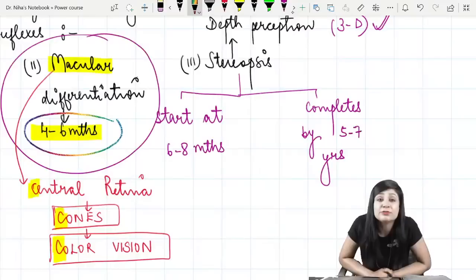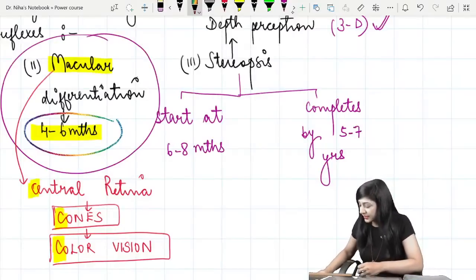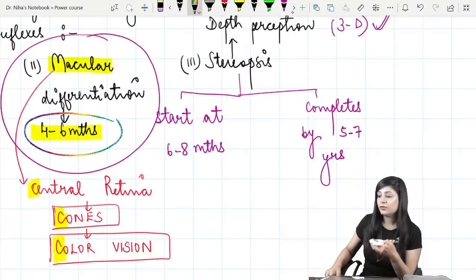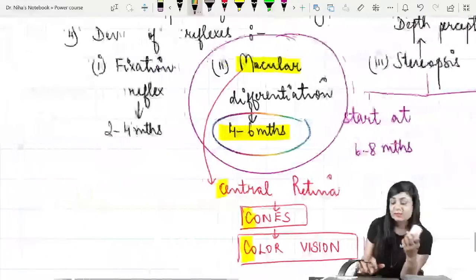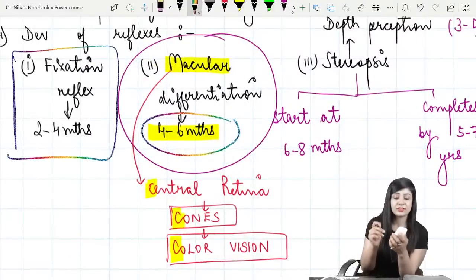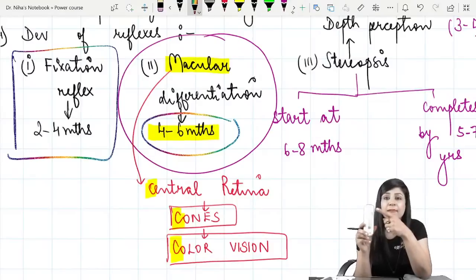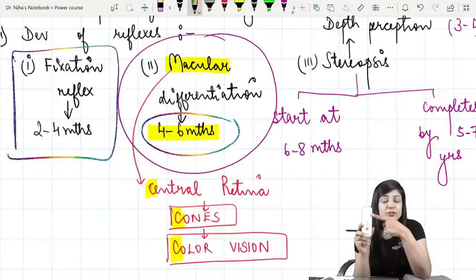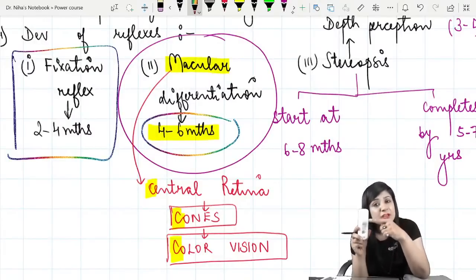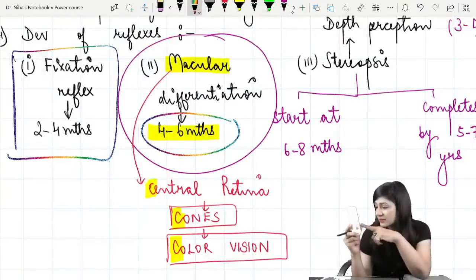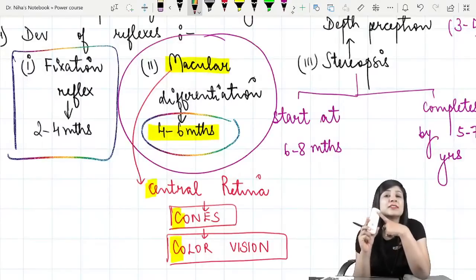So this is not the first thing that actually develops. Now what is the first thing then that develops? The first is this fixation reflex, right? Now look here. So what happened? All of you started looking here. You are fixing on this object because you people have that fixation reflex. So it is the ability to fix at a particular object that is called a fixation reflex.